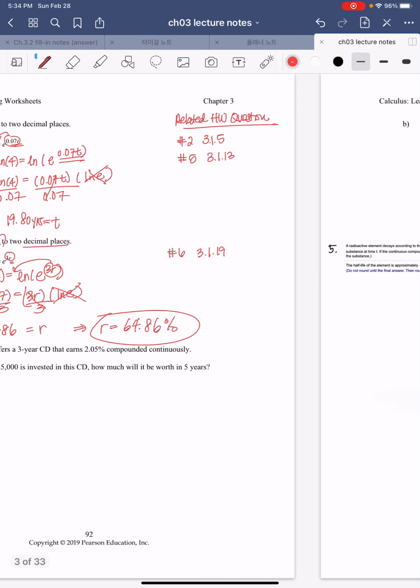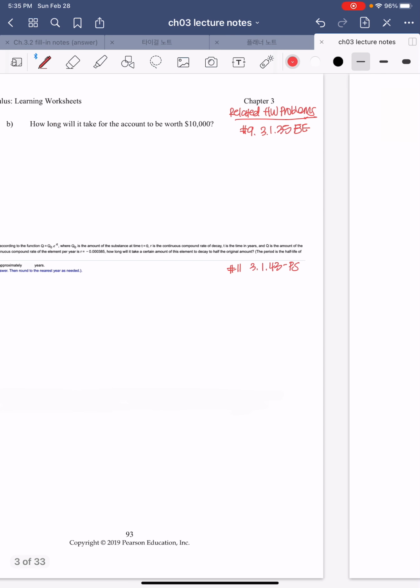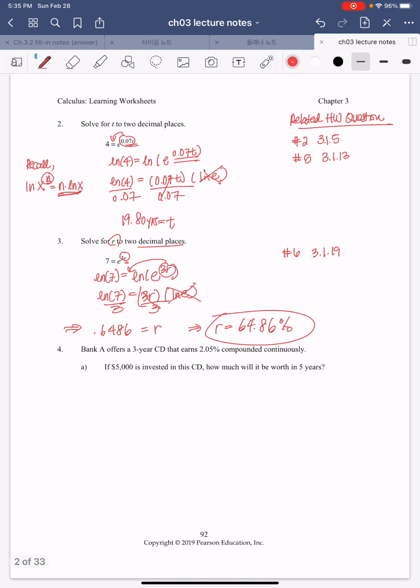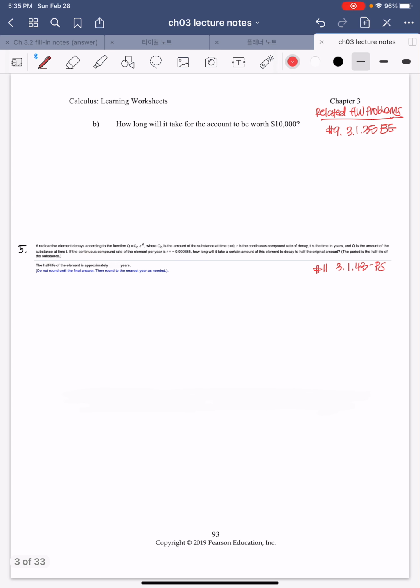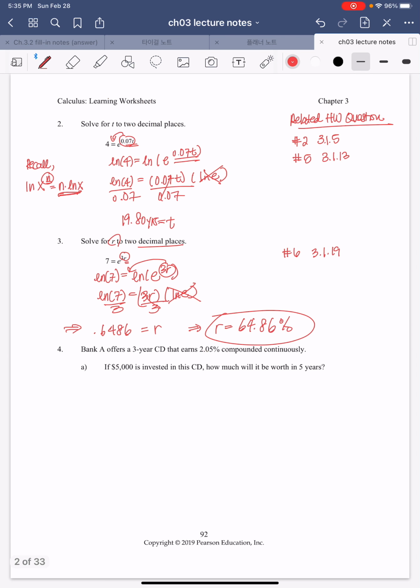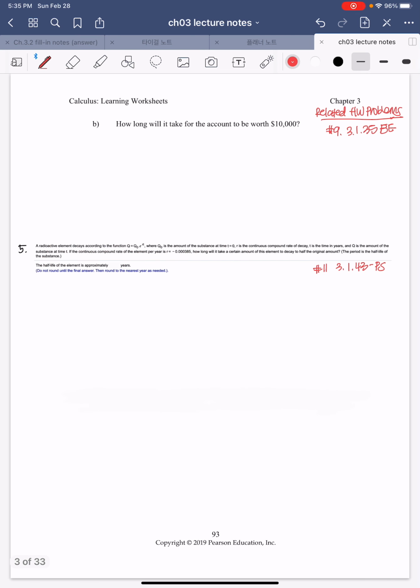Now the remaining problems, we have 2 problems, 4A and B, and then 5. We are going to be using these formulas to solve the application problems. So number 4, we have some compounded continuously problems. And then number 5 looks very similar to your homework problem. I, in fact, got it from your homework number 11, using the same formula, compounded continuously.